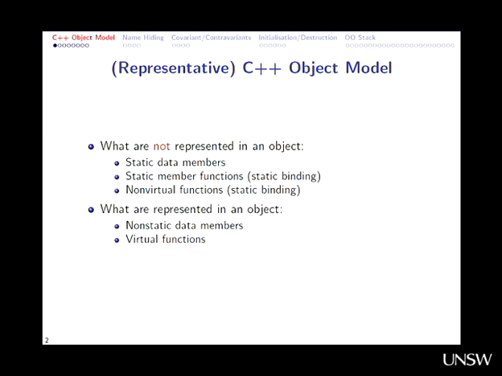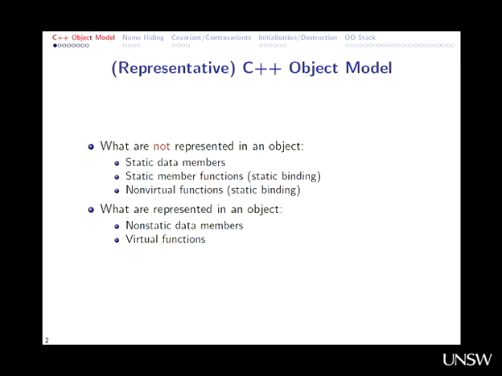Okay, so we're going to keep looking at this memory, and at the structure of these objects in memory and how they all work. So keep in mind we've got this book object, we've got this discounted book object, these objects in memory. Now, what is not stored in objects is the static data members, because they're not part of the object. Static member functions are not part of an object, and they rely on static binding by the compiler at compile time. Non-virtual functions are not part of an object. They're statically bound at compile time. They're part of a class, not part of an object.